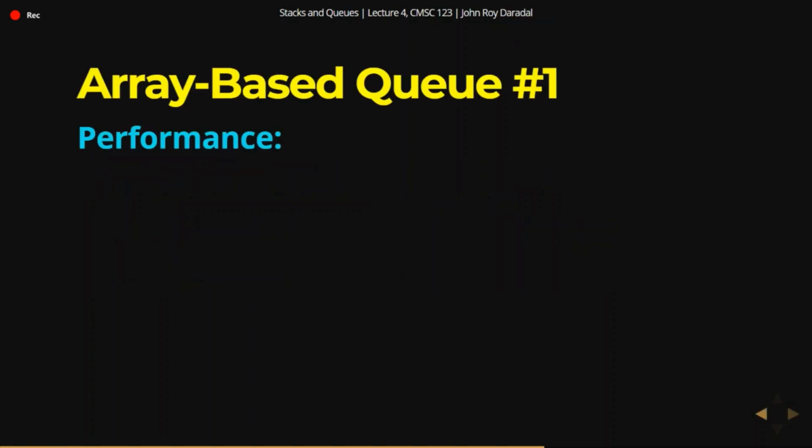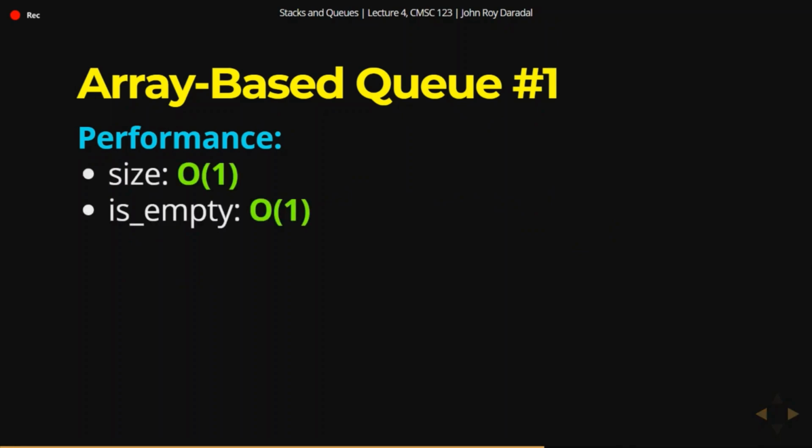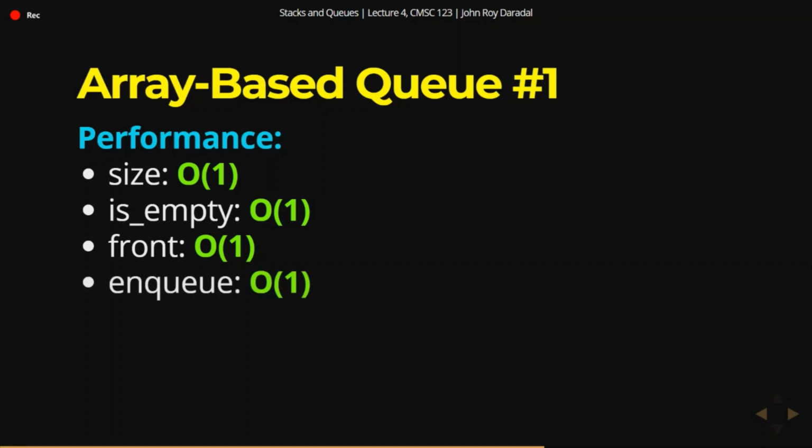Now, for the performance of array-based queue, size and is empty will have constant time because again, we are keeping track of the size property, so it's easy to return this one. Front will also be constant time because we are always referring to index 0. Enqueue will also be constant time because we'll just add the item to the back of the queue, or the first empty cell. However, the dequeue will take O of n, which is linear time.